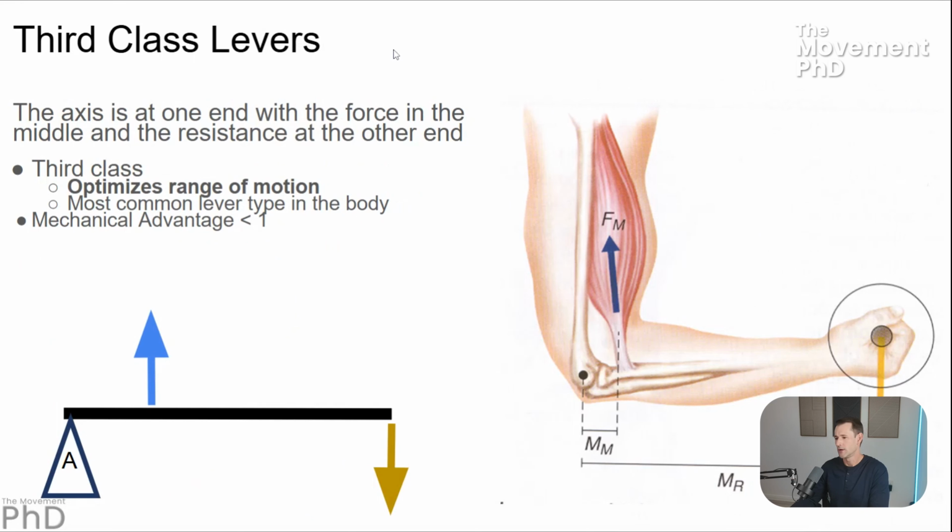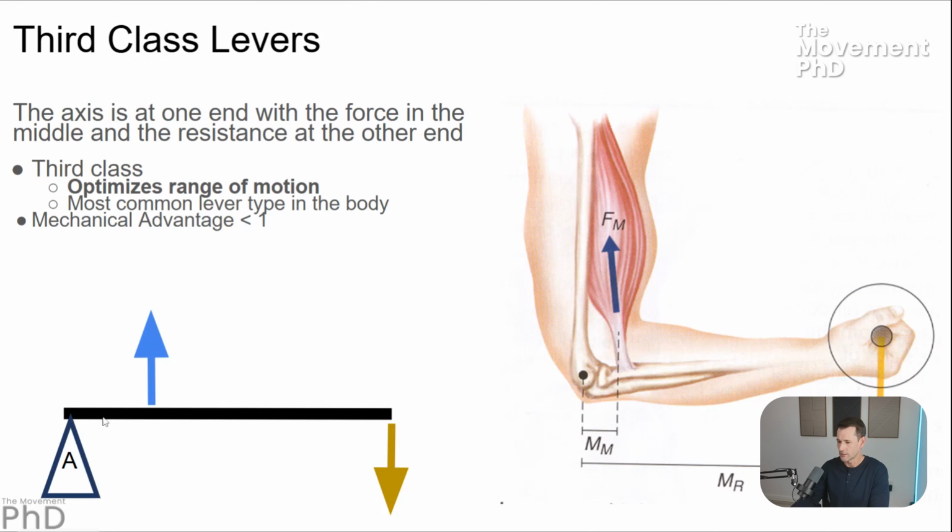Finally, we have third class levers. In this case, we have an axis at one end, the muscles closer to the axis, and then the resistance arm further away than the muscle. So in this case, the mechanical advantage is less than 1. So your muscle does not get an advantage in force production. The advantage goes to the resistance.